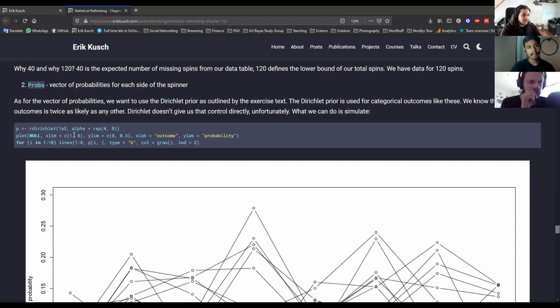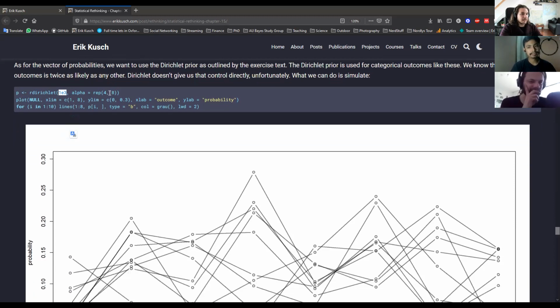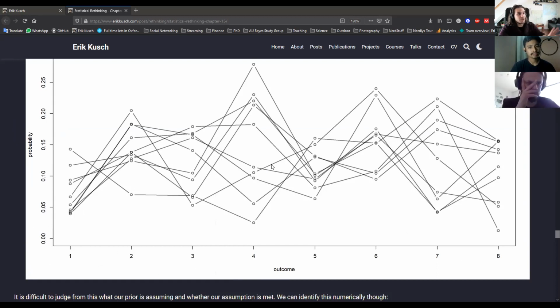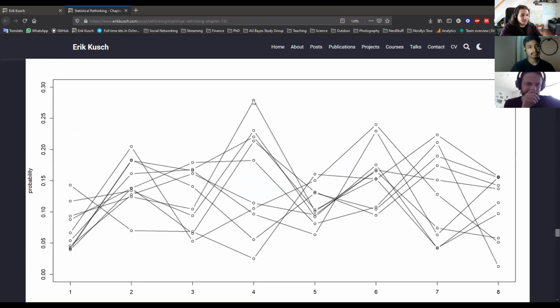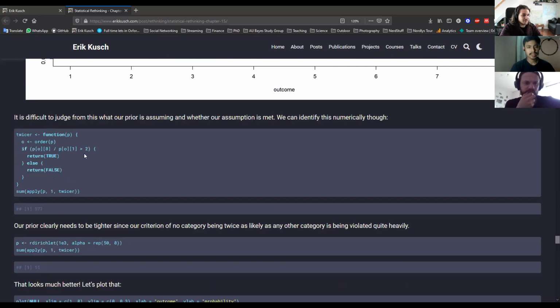So I simulate 1,000 random numbers from the rdirichlet distribution, and I just put 4 as my alpha. This is just the shape parameter, and repeat that 8 times because we have 8 categories. Then I plot that bad boy, and I've got absolutely no idea if any one of these is more than 4 times as likely as another. There's probably a good chance that this is at least 2 times as likely as this one. Yeah. But honestly, let's just write a function for this.